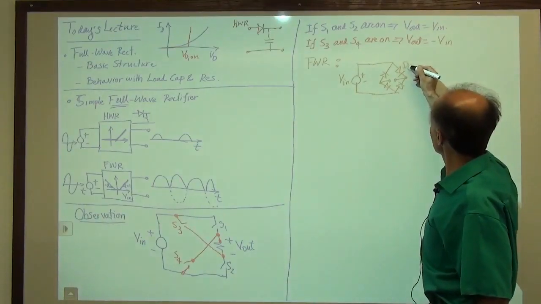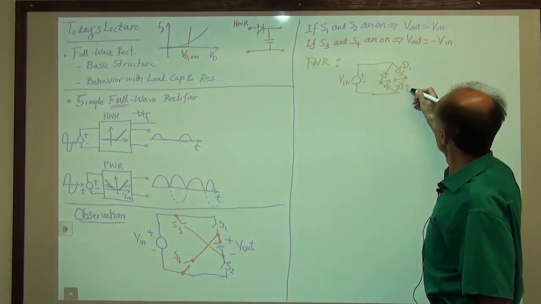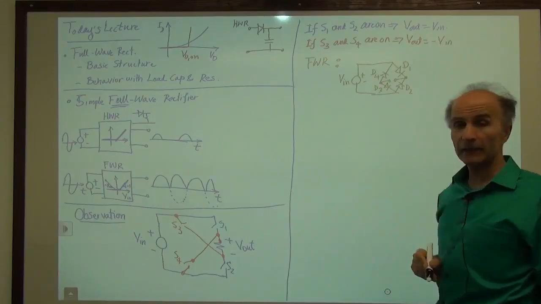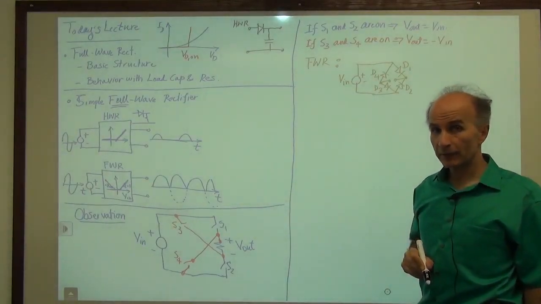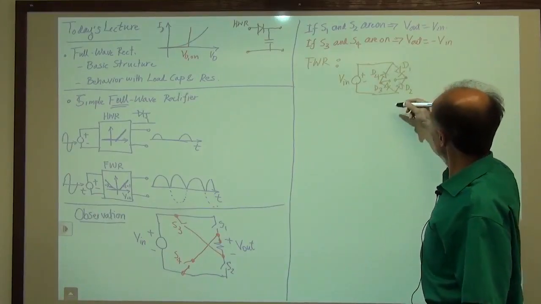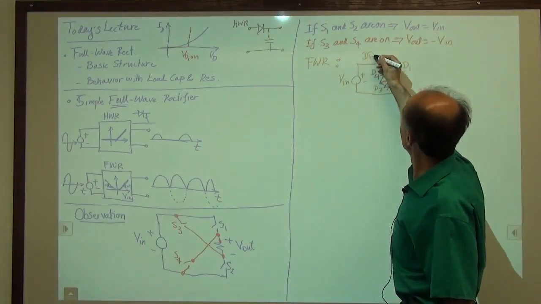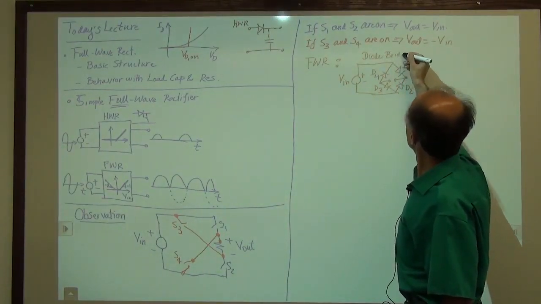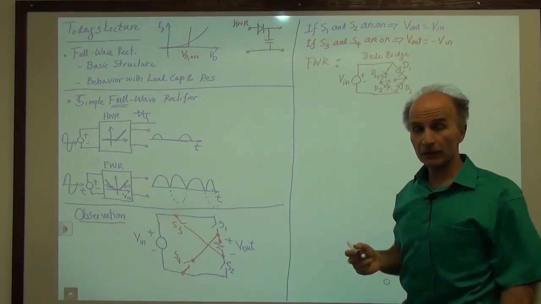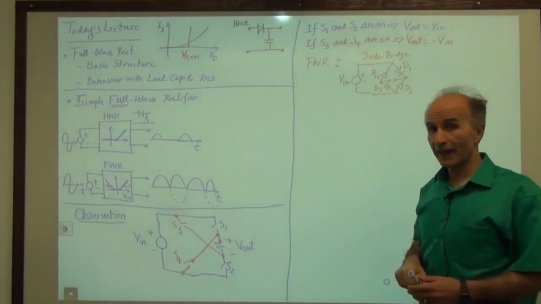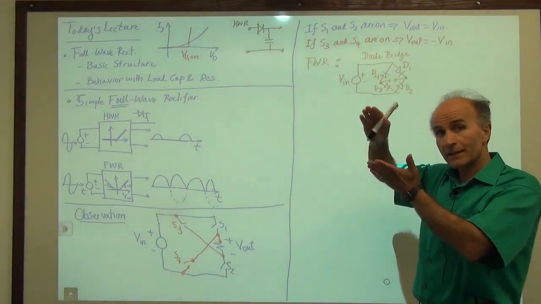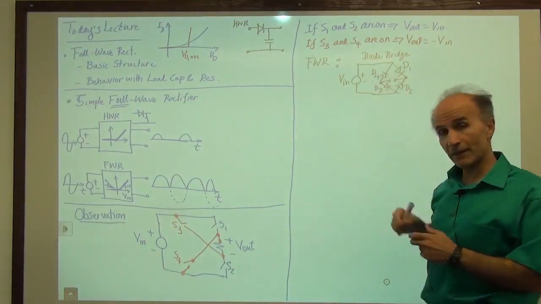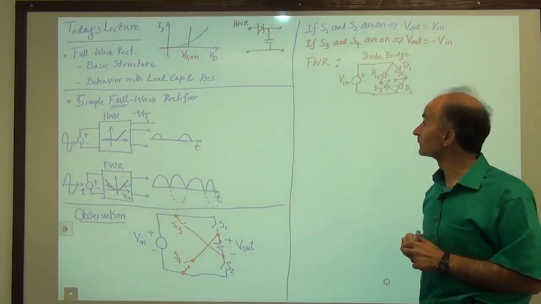So let's just call these diodes something. D1, D2, D3, D4. And this is what we call a full wave rectifier. Sometimes this structure is called a diode bridge. Okay, it has 4 legs. It's called a diode bridge. And what's important to remember is that the diodes in the parallel sides have the same direction. So this side and this side have the same direction, and this side and this side have the same direction. So that's what we need to remember.